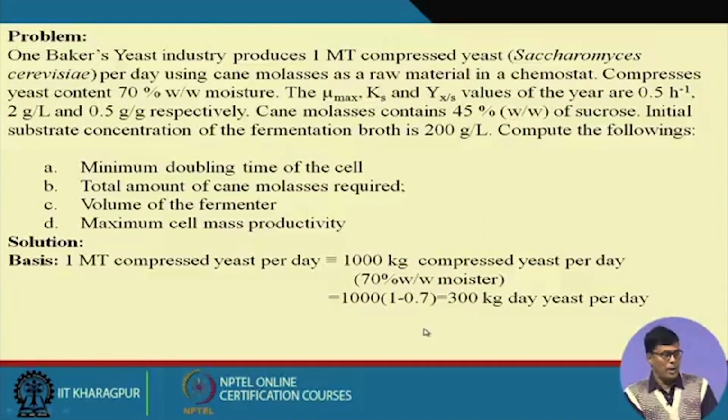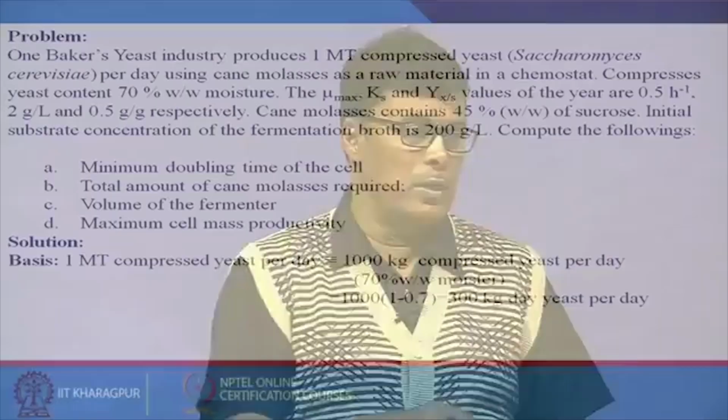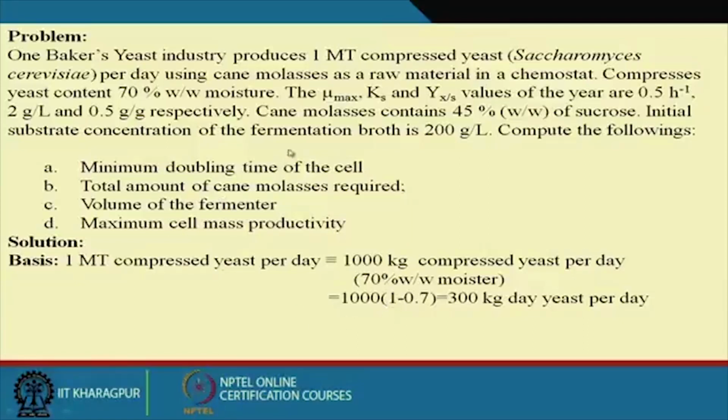And here I want to show you one small problem. I hope this is very interesting as far as the baker's industry is concerned. The problem is very simple. One baker's yeast industry produces 1 metric ton of compressed yeast, Saccharomyces cerevisiae, per day, using cane molasses as a raw material in a chemostat. Chemostat means continuous stirred tank reactor. The compressed yeast contains 70% weight by weight moisture.